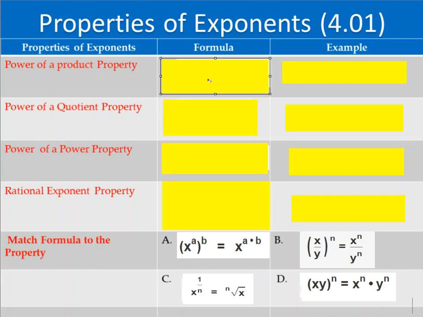And let's see if you're correct. And it is D. So power of a product. So two things are multiplying and there's a power on it. So hence the name power of a product.